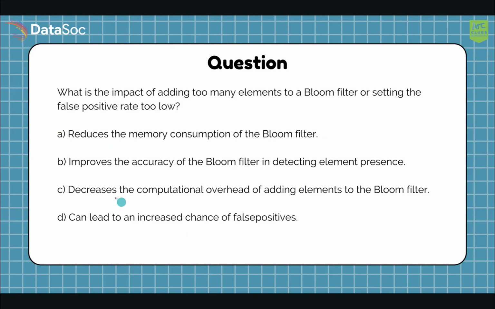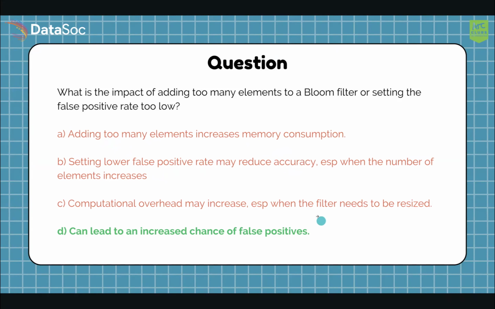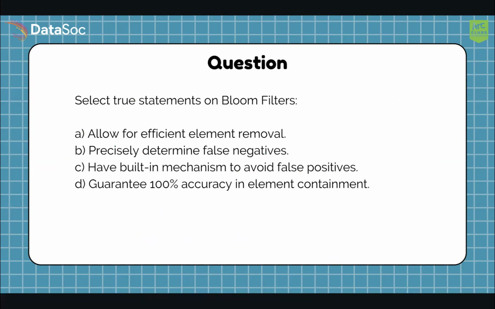And saying that it decreases the computational overhead of adding elements is also not true because that may increase if the filter needs to be made bigger to have more elements, right? So what's definitely true is having too many elements can increase the chance of false positives, right? Because if your hash function gives you the same values as we discussed earlier. So, okay, another, I think, last question for Bloom filters. Which of these following statements are true?